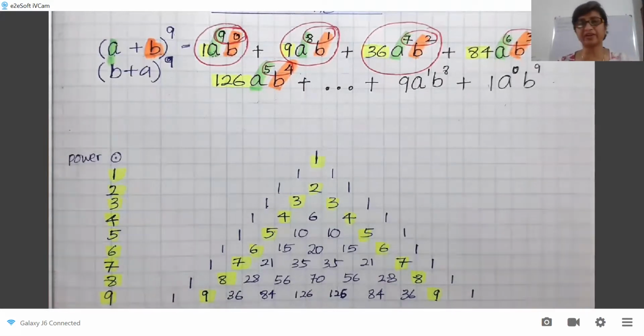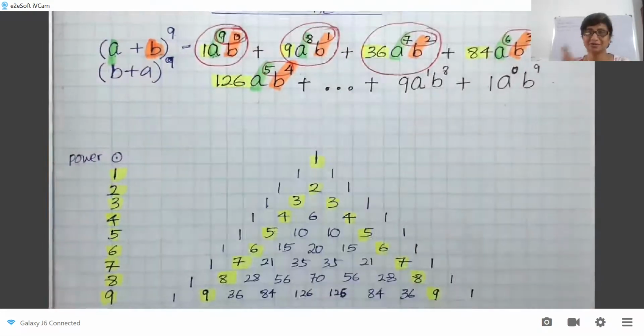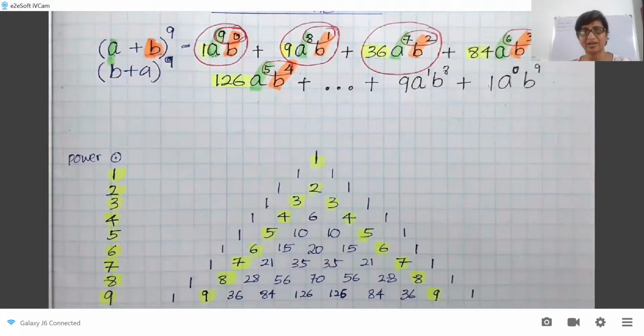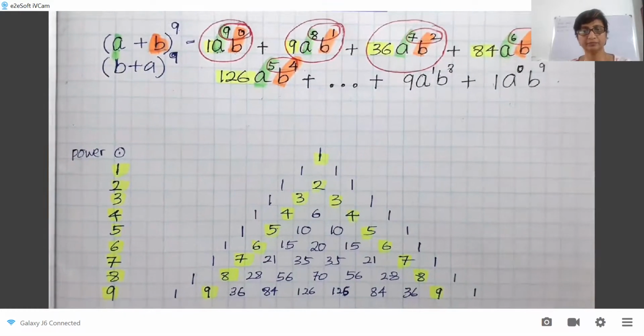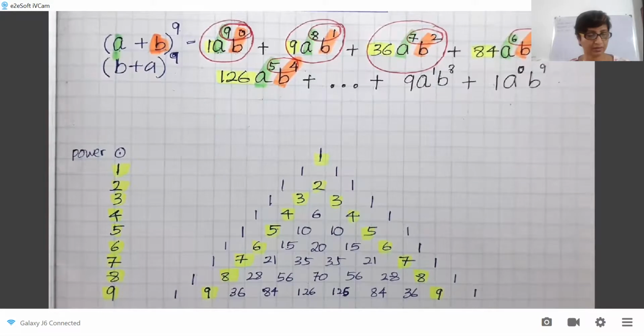And maybe put these colors. Using colors to identify these patterns is very useful. Please do that if you have colors. The colors let you see the pattern. And the way I have circled things will help you to spot the pattern. Now I have circled the two powers to bring your attention to that. The sum of those two is always 9. Okay. Shall we start writing?